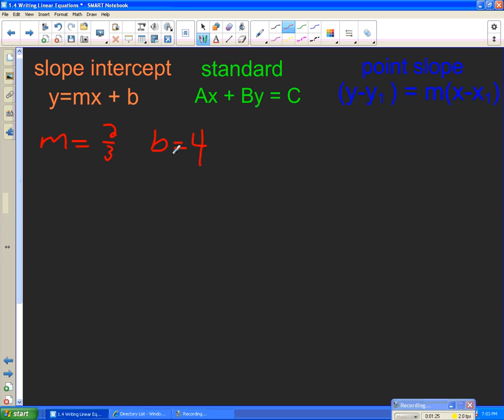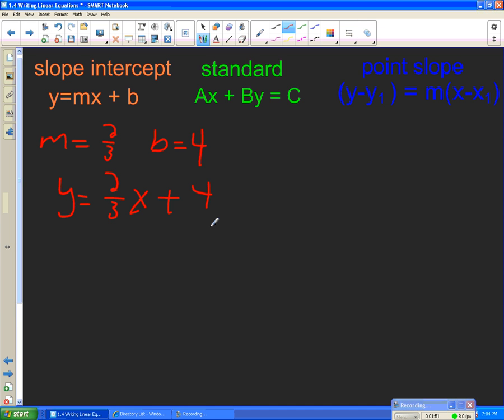Now, given a slope and an intercept, it makes sense of the three, the one that you're going to choose is slope-intercept. So I'm going to say it's y equals, my slope is 2/3 x, my y-intercept is 4. So the equation I come up with is y equals 2/3 x plus 4. All I had to do was plug in my slope of 2/3 and my y-intercept of 4.